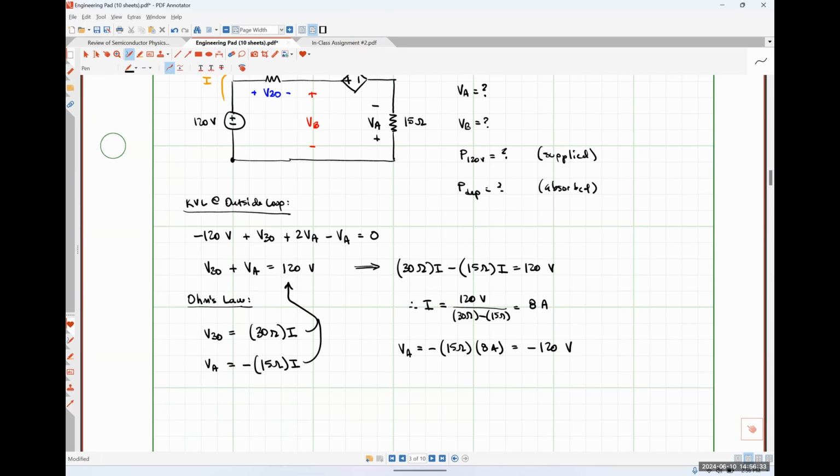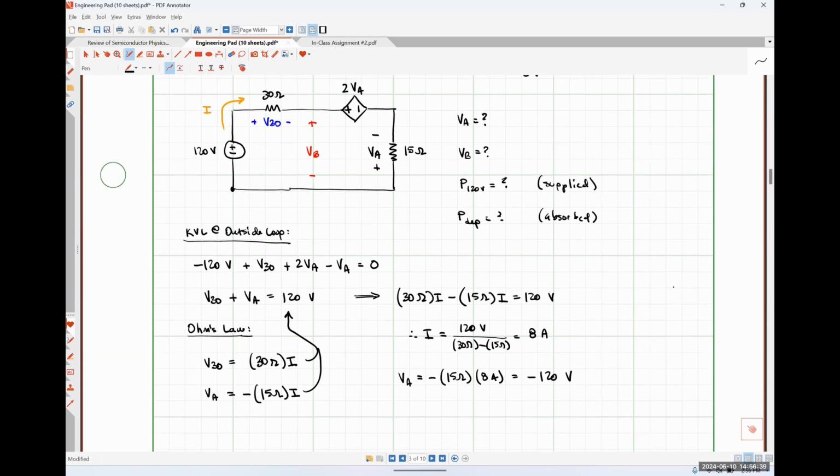So KVL around the outside loop is what that equation is. So if we wanted to find VB, we have two different paths that we could choose. This is something that tends to confuse you guys early on. So I'm going to try to do as best I can explaining things.